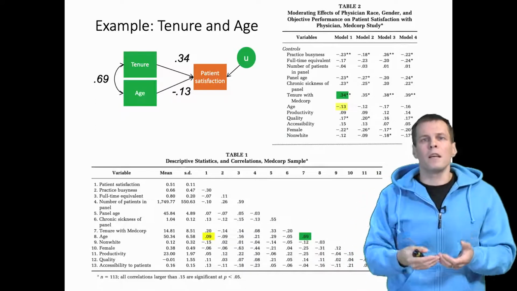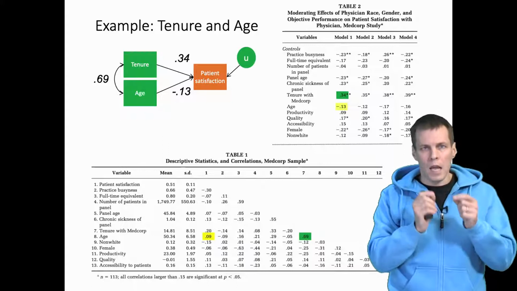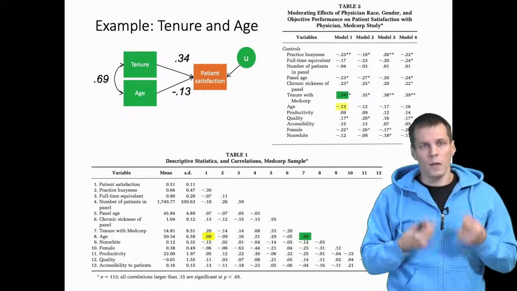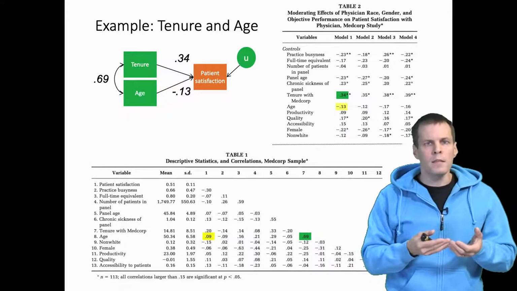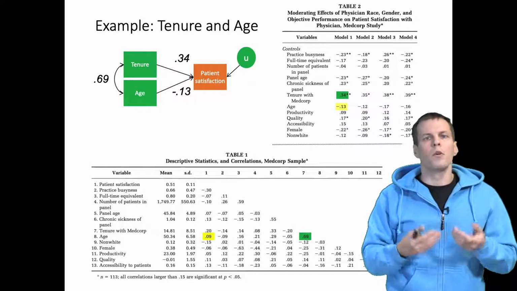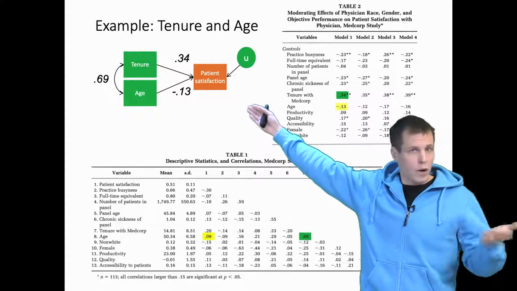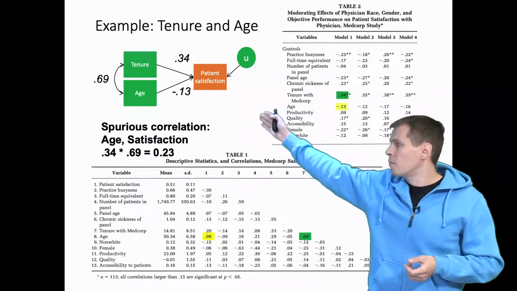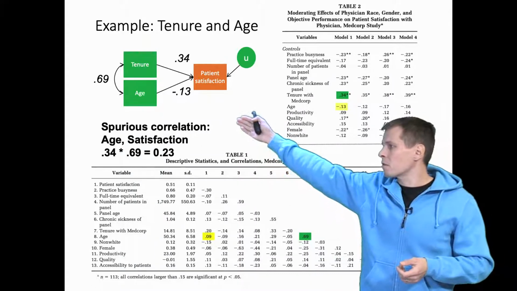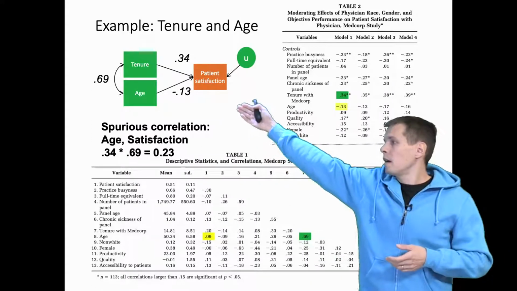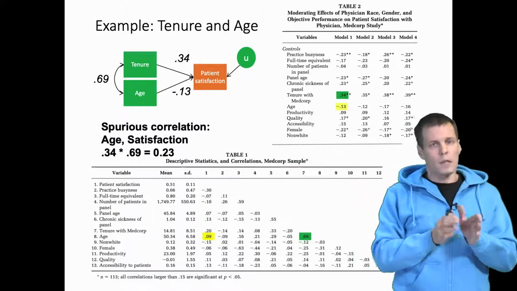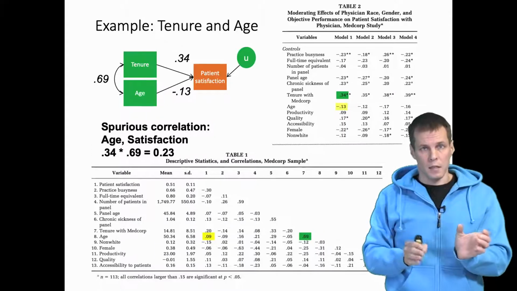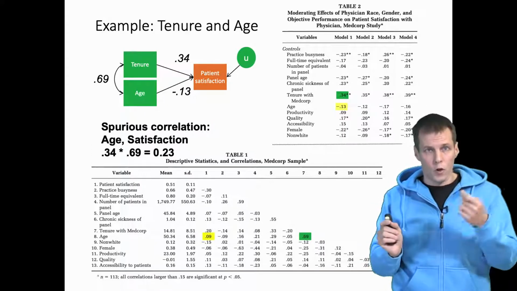We interpreted that if two people have the same amount of experience, then the patients prefer the younger one. If two people are of the same age, patients strongly prefer the one with more experience. We can calculate the value of the spurious correlation from this diagram by simply multiplying that regression coefficient 0.33 and correlation 0.69, and we can see that there is 0.23 spurious correlation between age and customer satisfaction due to tenure.